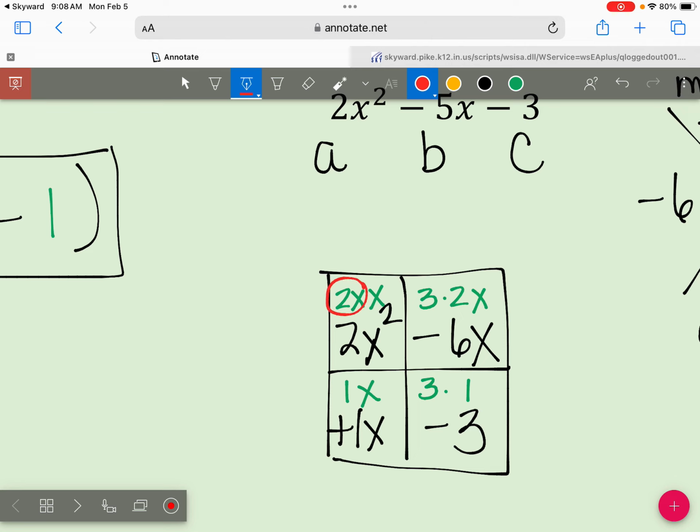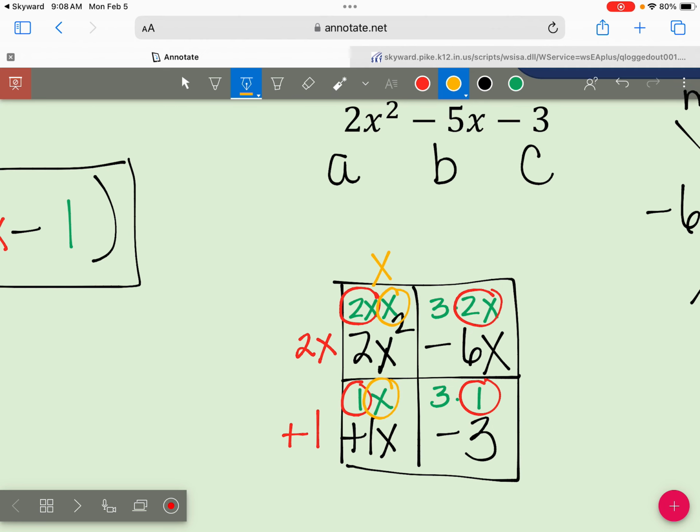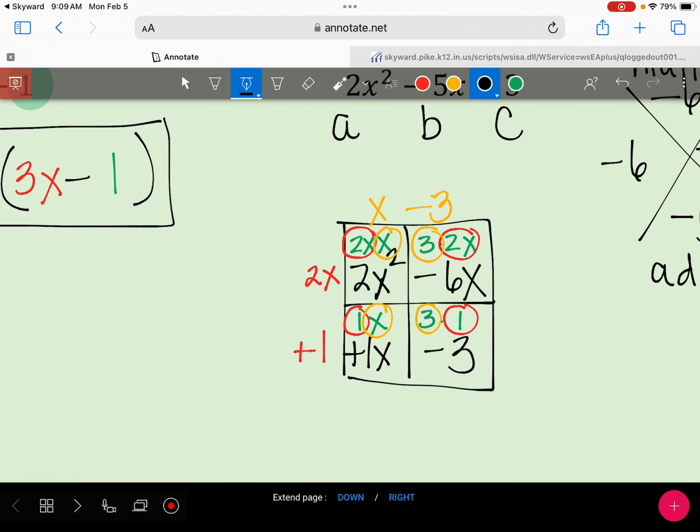So I can take out a 2x. That would come out in the front. And then for these two squares, I could take out a 1. And it's going to be positive because it's touching a positive. And then here, that would just be an x. And here would just be a 3. But it has to be a negative because it's on top of a -6.